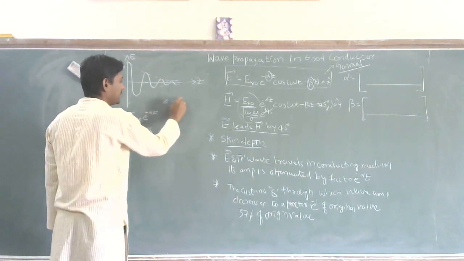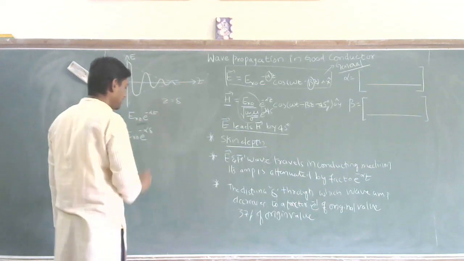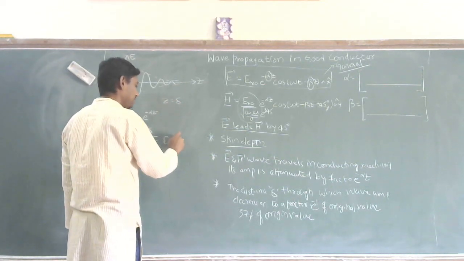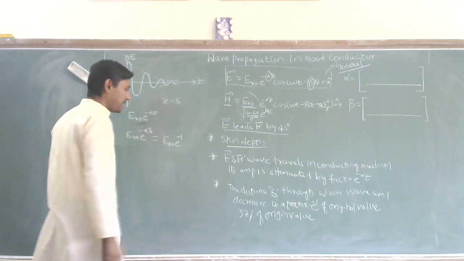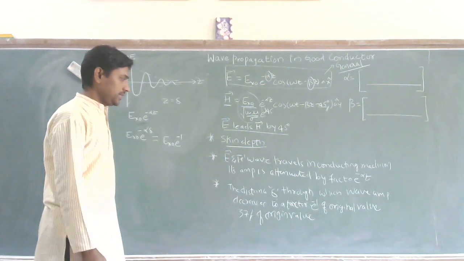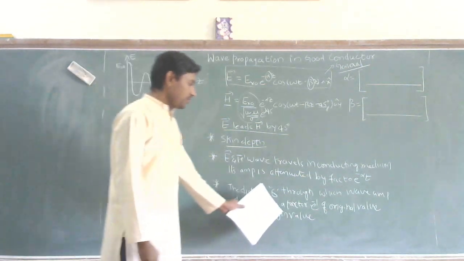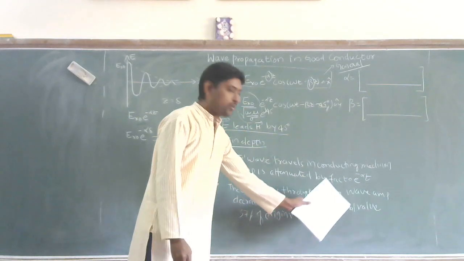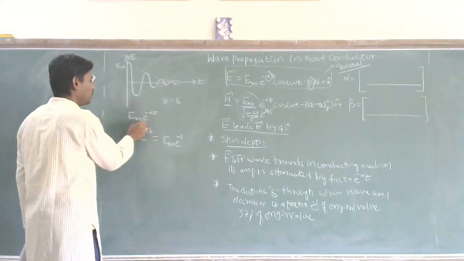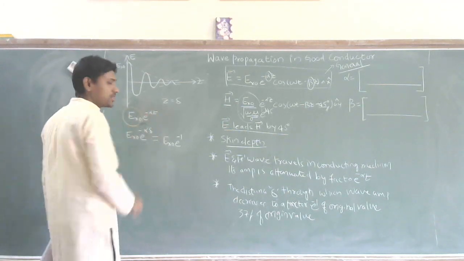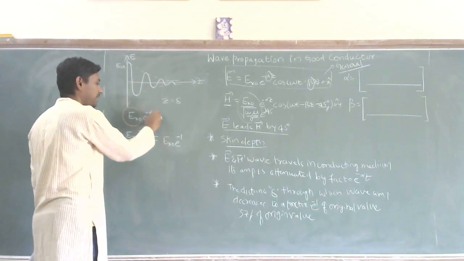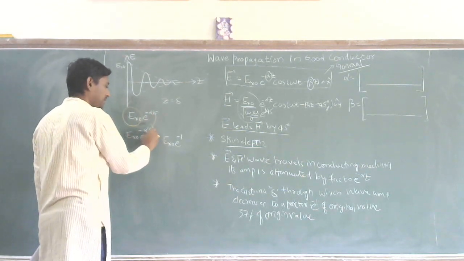If I take a distance z equal to delta, now what happens to the amplitude? It falls by a factor of e to the power minus 1. That is what the statement tells us: decreases to a factor e to the power minus 1 of the original value. What was the original value? The original value was this, z equal to 0, and I traveled a distance of delta.